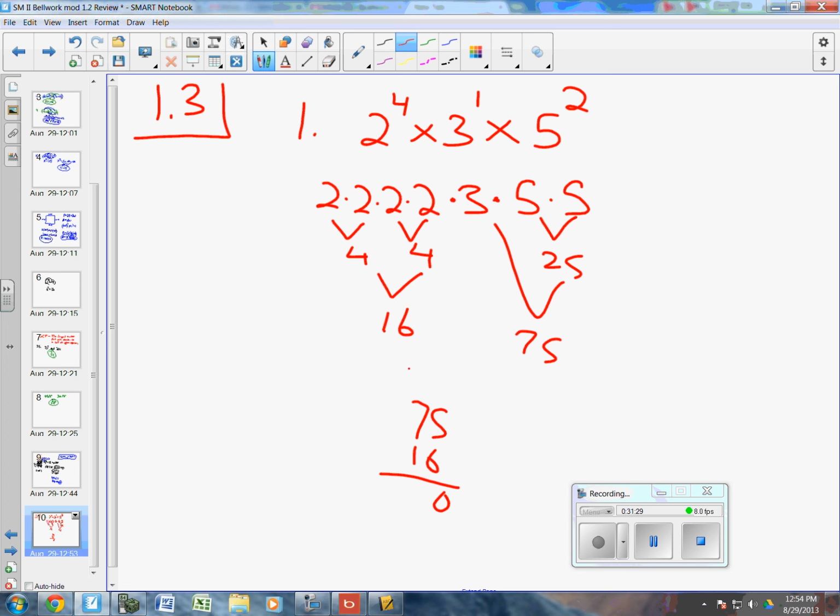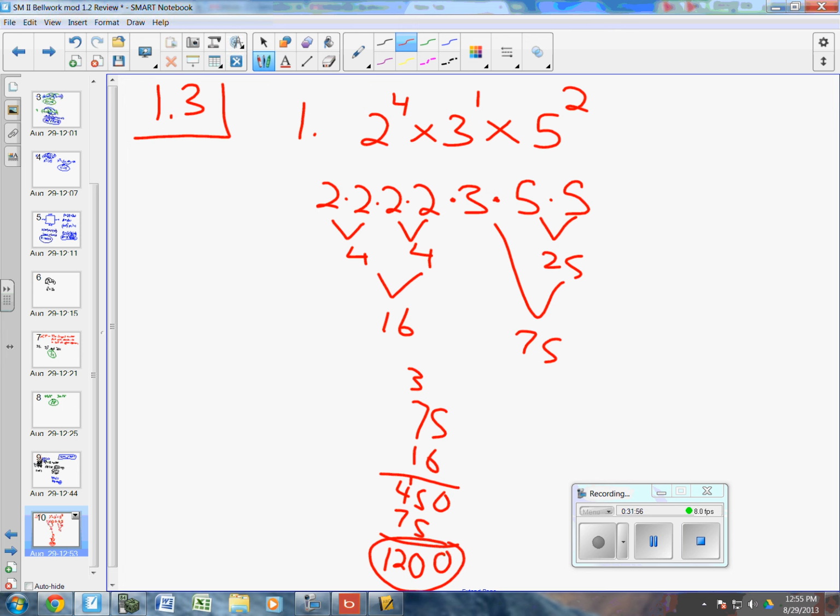5 times 6 is 30. 7 times 6 is 42, plus 3 is 45. 1 times 5 is 5. 1 times 7 is 7. That's 10, carry the 1. That's 12. 1,200. How many of you guys got that? Okay, it says multiply each number to find the whole number that each factorization represents. So yes, that's what you're supposed to do.